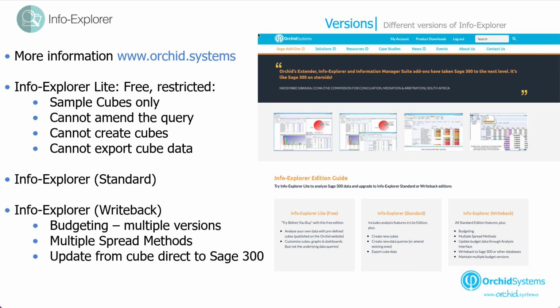There's also an Info Explorer edition with a write-back license, which allows you to do top-down and bottom-up budgeting based on your current data, and at a single click of a button, update Sage 300 directly with this data.